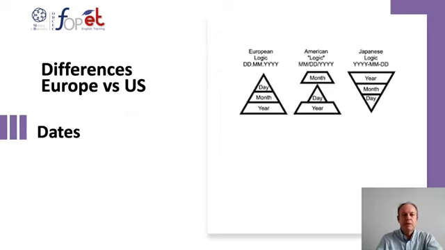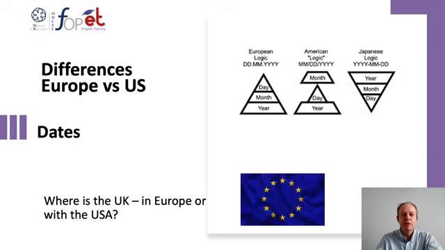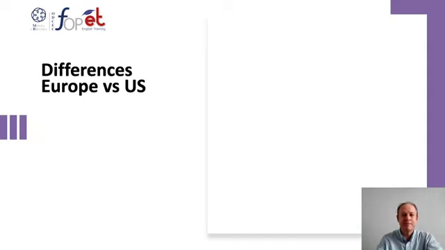Dates. So we also have the Japanese logic, which goes from year, month, day. So one could say quite logical. The European logic goes from day, month, year. The Americans, well, they go month, day, year. So not very good for geometry, but the Americans seem to like it. Where is the UK in all of this? Well, the UK, happily in this context, is European.